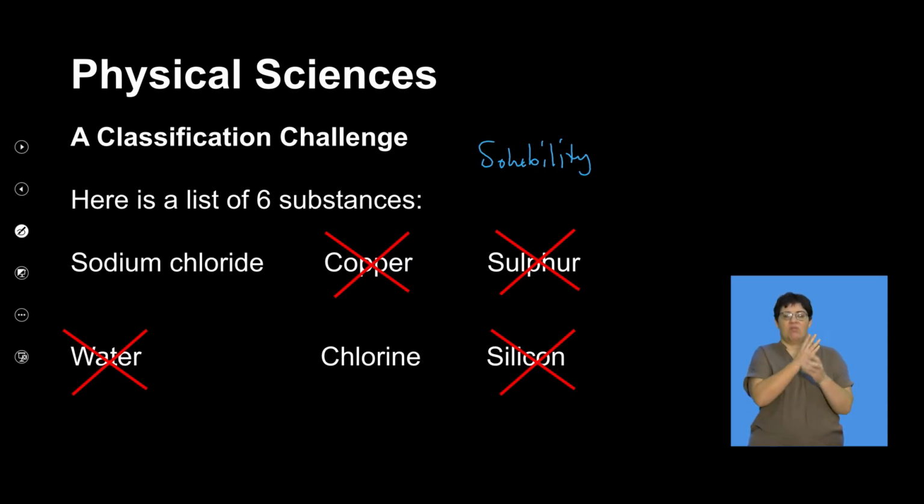Now we're told that X dissolves completely in water. If we look at sulfur and silicon, where silicon is a semi-metal while sulfur is a non-metal, it says to us that these two cannot be substance X, right?